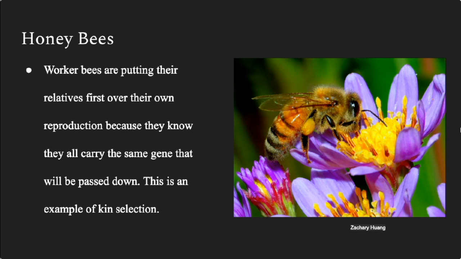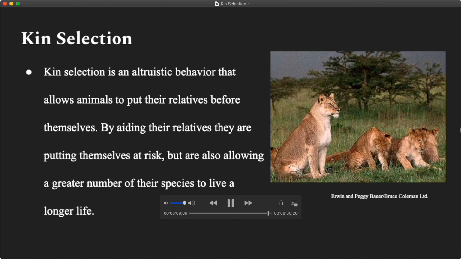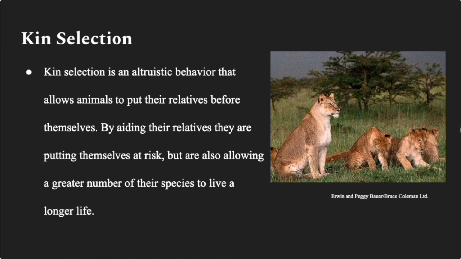Kin selection is a natural biological concept that is ingrained in certain animals' genetic makeup. Kin selection is an altruistic behavior that allows animals to put their relatives before themselves. By aiding their relatives, they are putting themselves at risk, but are also allowing a greater number of their species to live a longer life.